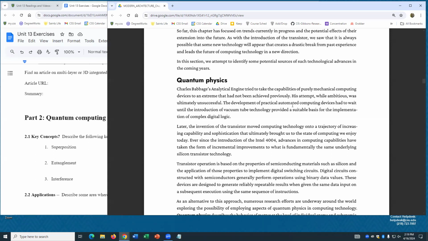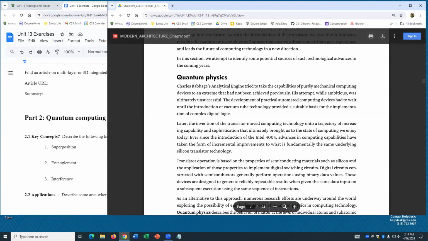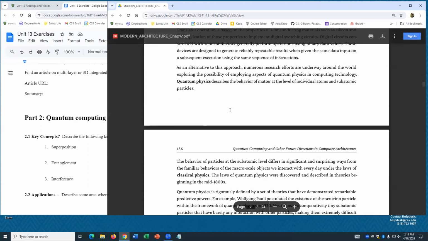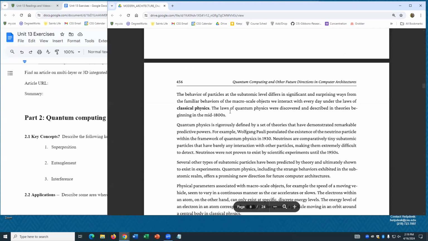And now for the last 40 years, we've really just been doing digital computing and digital logic. But is that where we're going to see the future? Is there another paradigm that we could look at? And so quantum physics comes up here and is discussed. It's compared to what we call classical physics.